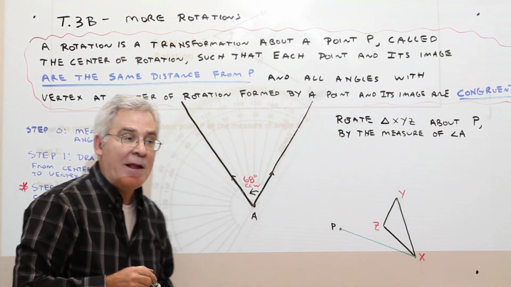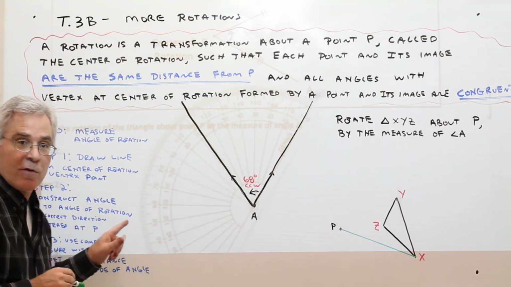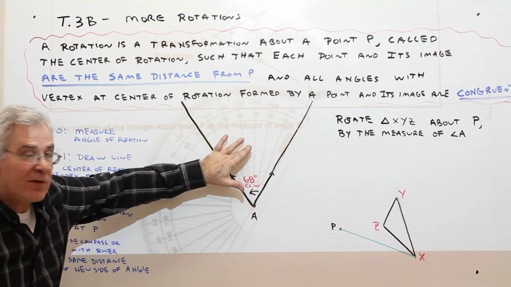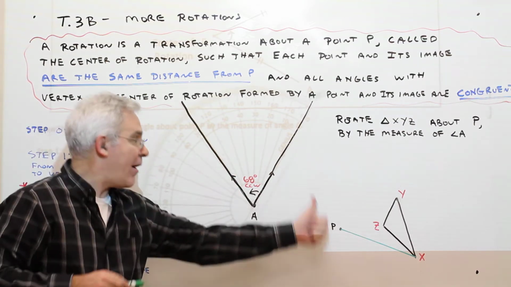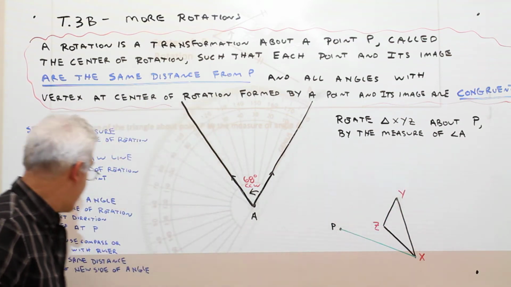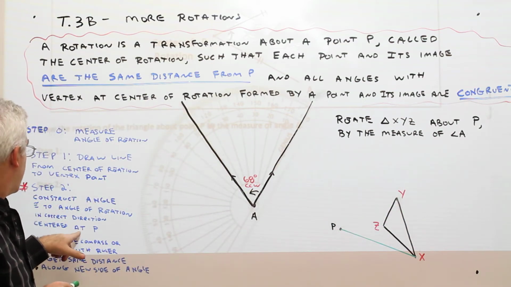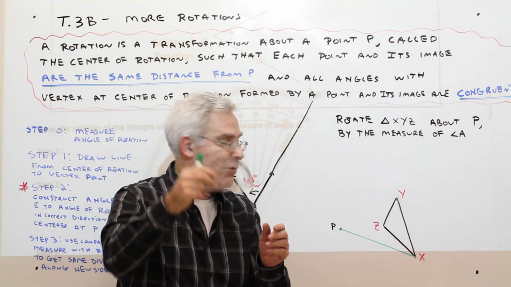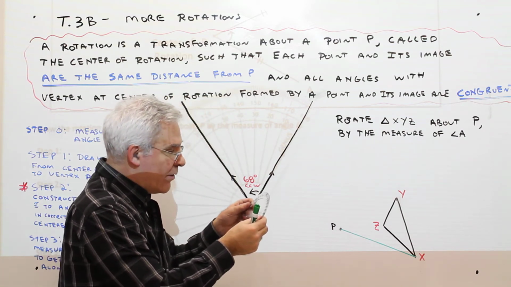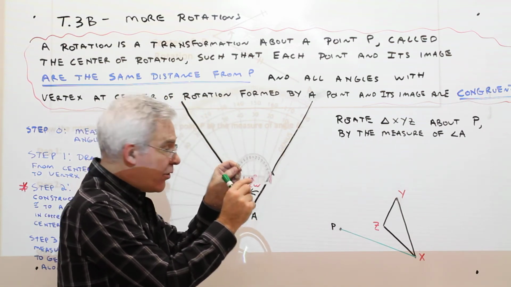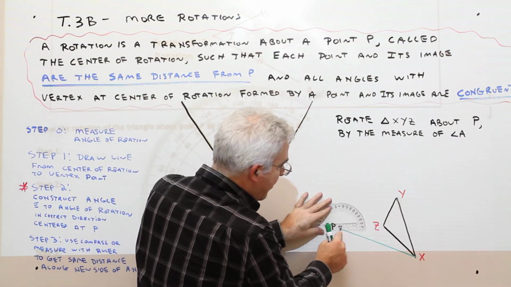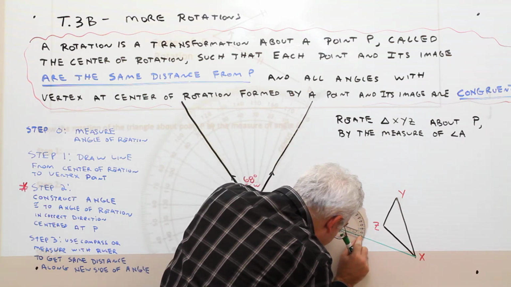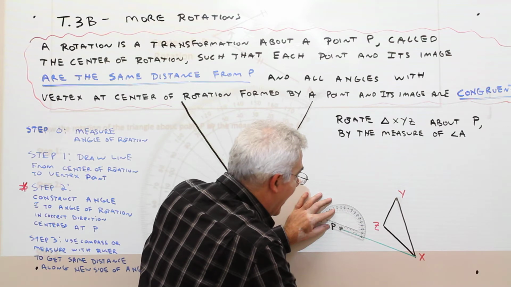Then, this is the most critical step right here, this is where all the mistakes are made. Construct an angle congruent to the angle of rotation in the correct direction, counterclockwise, centered at point P. I'll just use this other protractor over here. Again, what you want to do is line up the center point of the protractor at point P, and then line up the 0 mark on that little line you made.